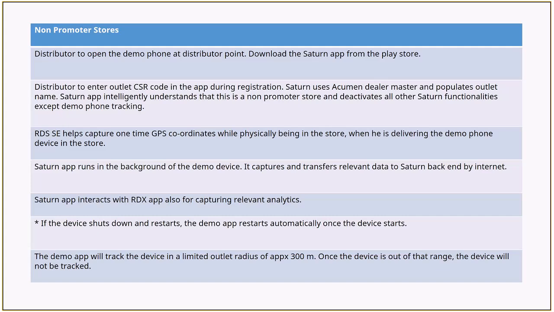So it will only show the initial part of the app where the GPS coordinates are being captured. The functionality of reporting sellout and all the other pages which the normal Saturn app has do not appear when the app is deployed on a non-promoter store. So what the SE needs to do is download the Saturn app, and when he is physically visiting the outlet for handing over the demo phone to the outlet, he needs to ensure that he has done the one-time capturing of the GPS in the app.